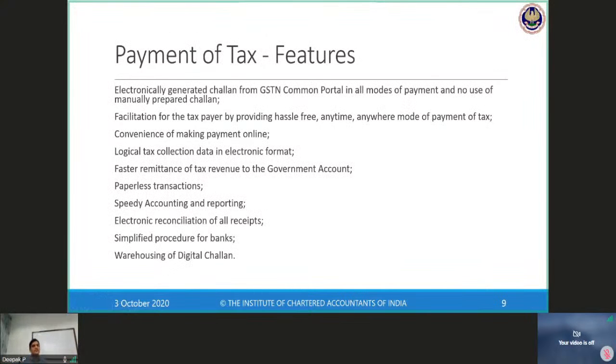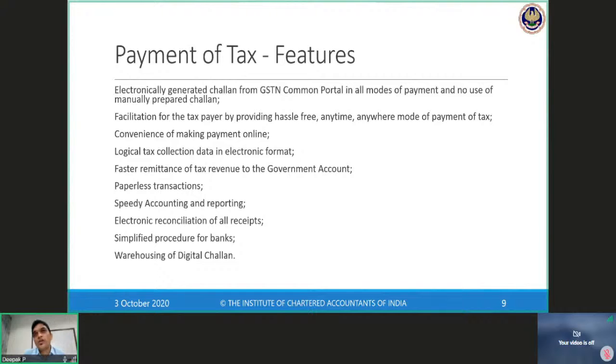Payment of tax. What are the various features of payment of tax? It is an electronically generated challan. Now I have decided that I have made these. I have kept my returns ready, right? What can I do now? I can go and make the payment. So can I tell the government, okay, I'm ready to make the payment, please come and collect it?